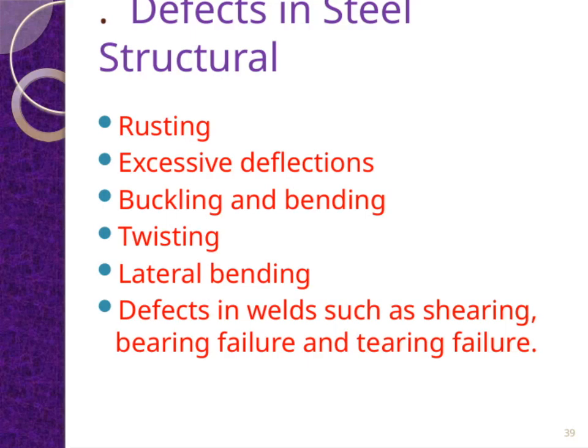Now, let's discuss some common defects that can occur in steel structures. First, rusting, which is a corrosion process that weakens the material over time. Then, we have excessive deflections, where parts of the structure bend or sway more than they should, potentially compromising stability. Buckling and bending are also critical issues. Buckling happens when compression members suddenly deform outward, while bending involves the gradual curvature under load. Twisting or torsion can occur when forces cause the structure to rotate or twist out of shape.